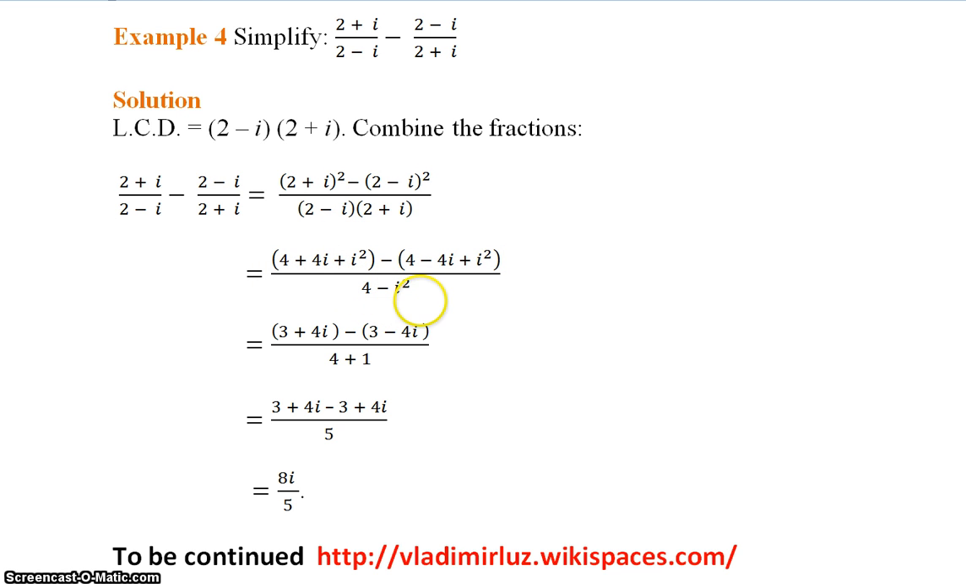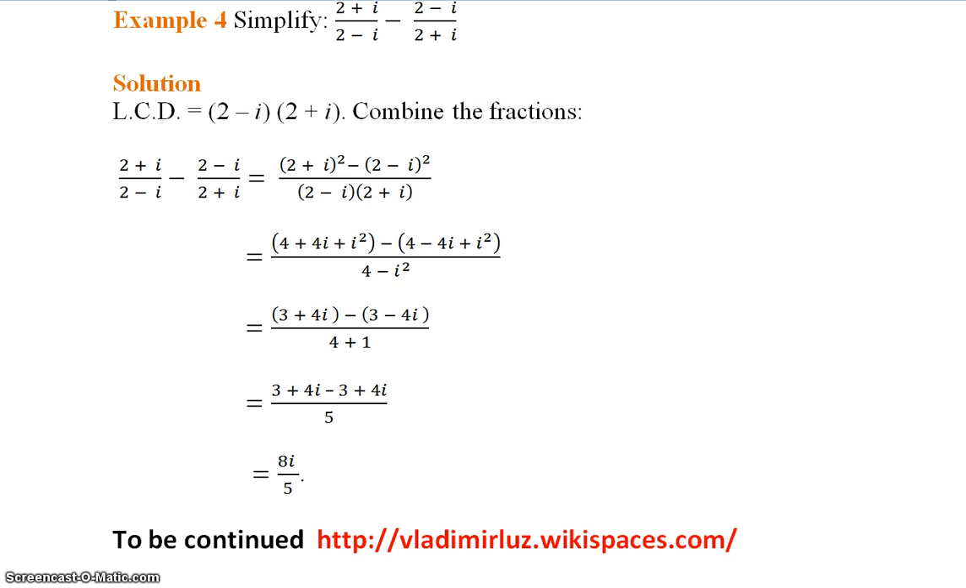Then we can expand the brackets. But before that, let us simplify inside the brackets. i squared is negative 1, therefore 4 minus 1 gives us 3. So in the first bracket we will have 3 plus 4i, and in the second bracket again 4 minus 1 would be 3, 3 minus 4i. i squared in the denominator is negative 1, minus negative 1 would be plus 1, and then we expand the brackets.